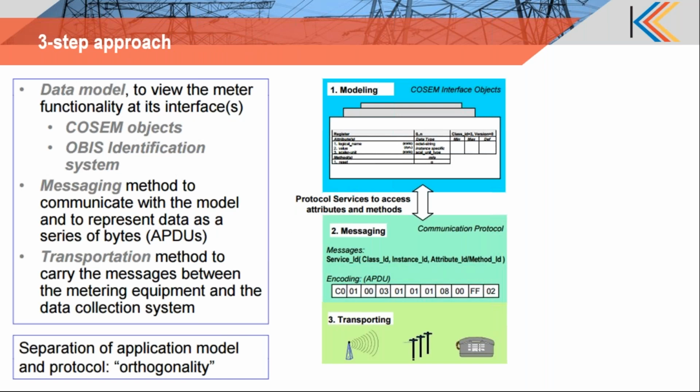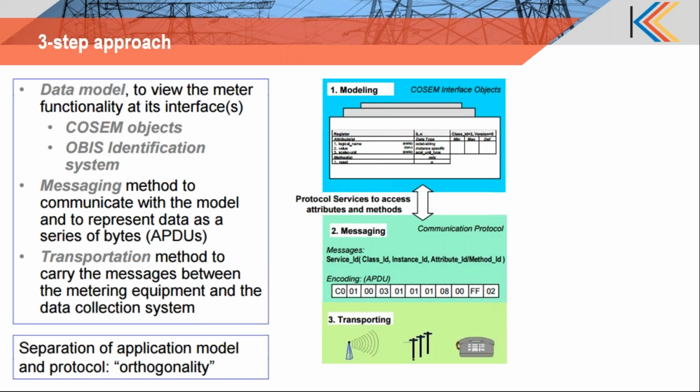Now, this slide talks about the three-step approach which is followed in the DLMS protocol. The three-step approach refers to data modeling as the first, messaging as the second, and transportation as the third. So the protocol is layered into three. This three-layer model allows the independence of each layer.